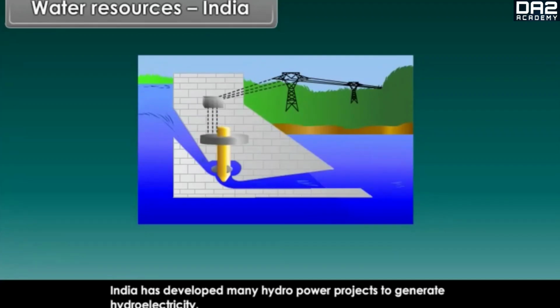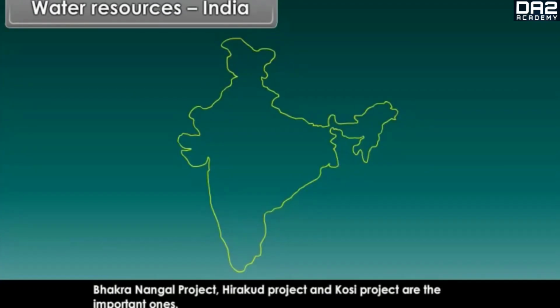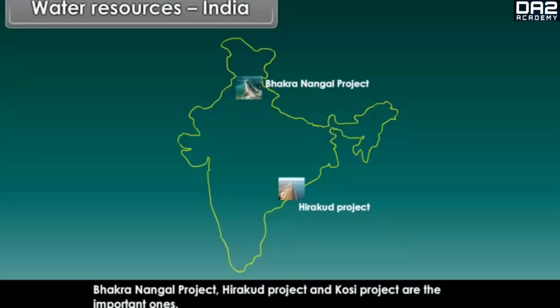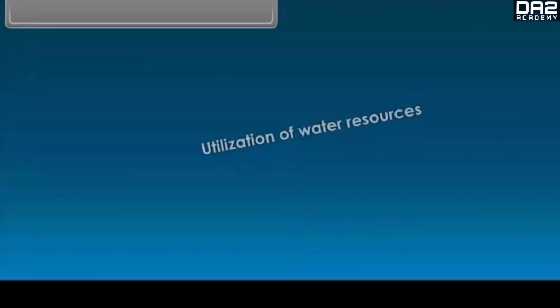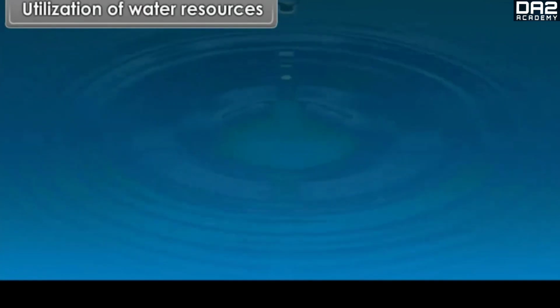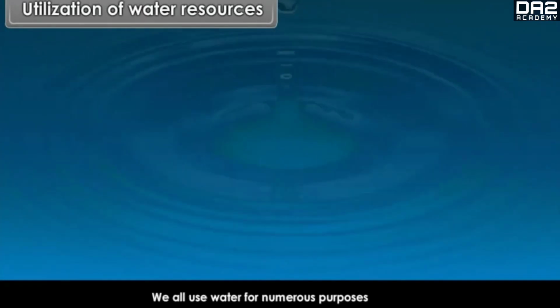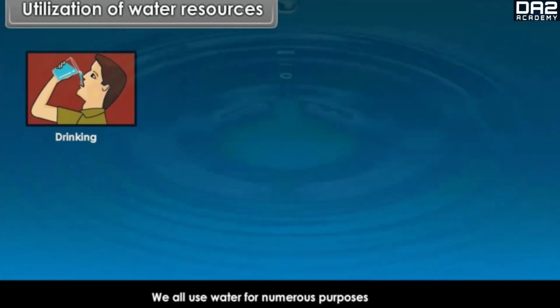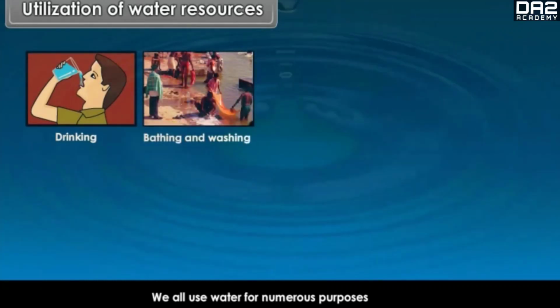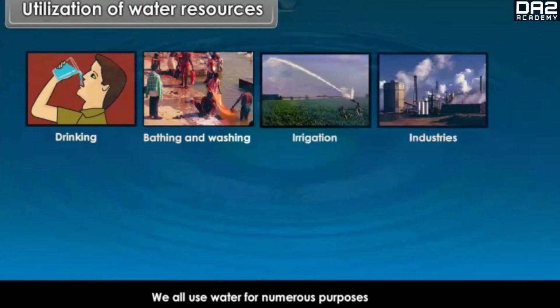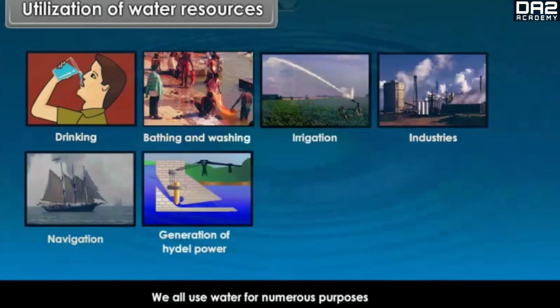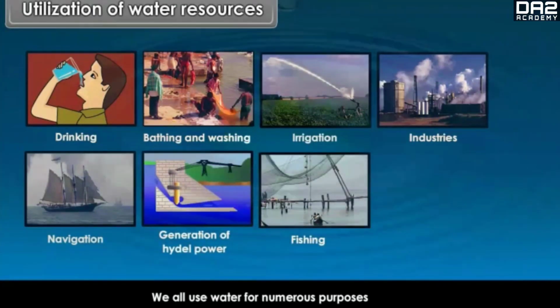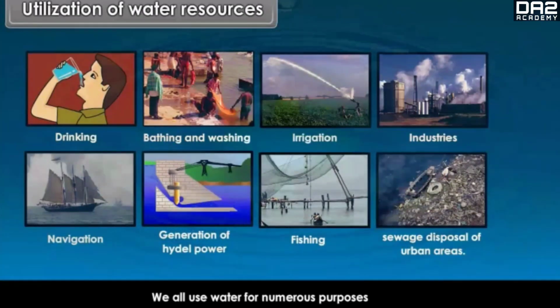India has developed many hydropower projects to generate hydroelectricity, of which Bhakra Nangal project, Hirakud project and Kosi project are the important ones. Utilization of water resources. We all use water for numerous purposes. We can list out certain uses of water: drinking, bathing and washing, irrigation, industries, navigation, generation of hydel power, fishing, and numerous other purposes like sewage disposal for urban areas, etc.